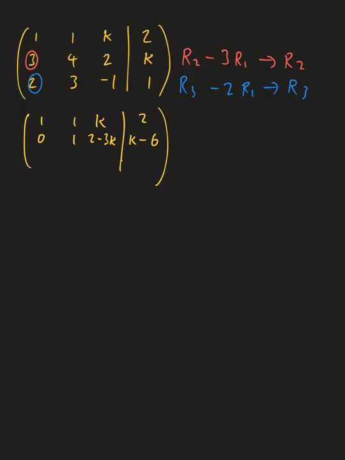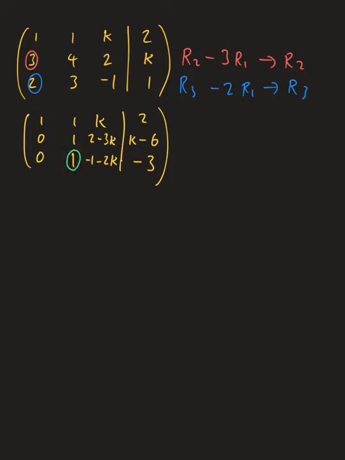For the third row, I'm taking away twice the first row. So I have 2 minus 2 times 1 gives me my 0. I have 3 minus 2 gives me 1. A lot of 1s here, it's working out very nicely. And I have minus 1 minus 2 times k. Minus 1 minus 2k. And I have 1 minus 2 times 2. So that's 1 minus 4 is minus 3. Well, this all looks good so far.